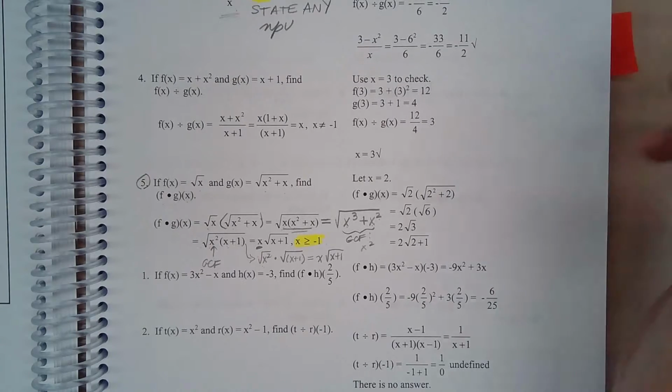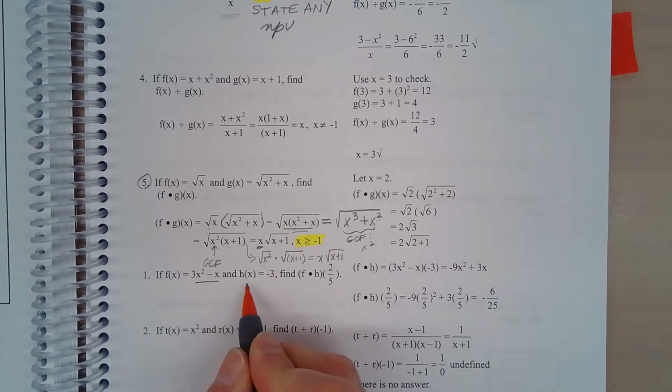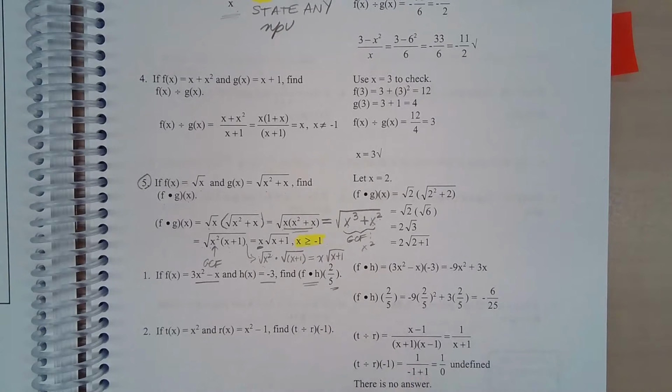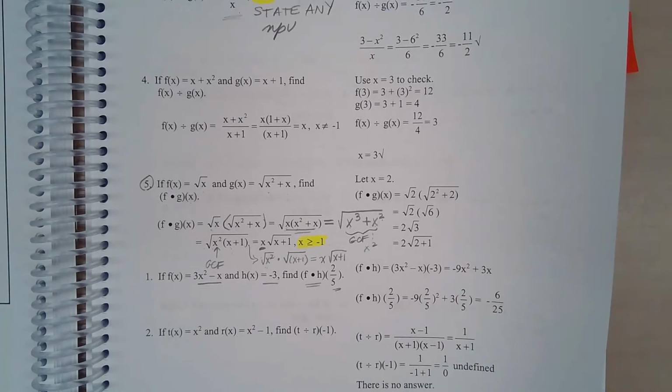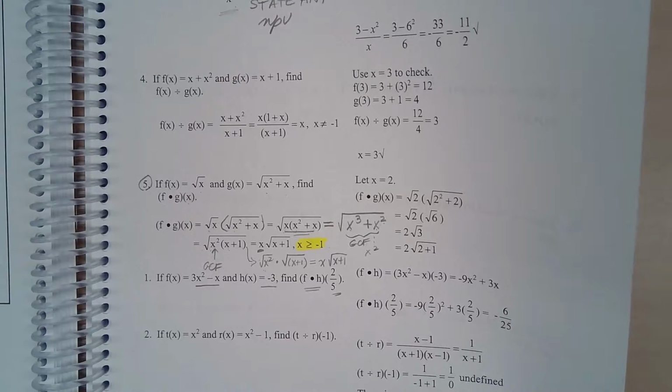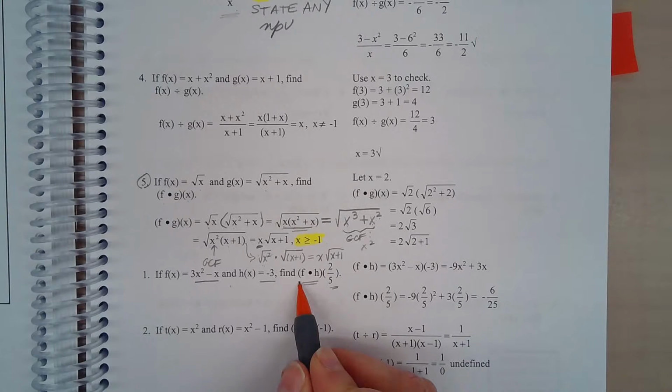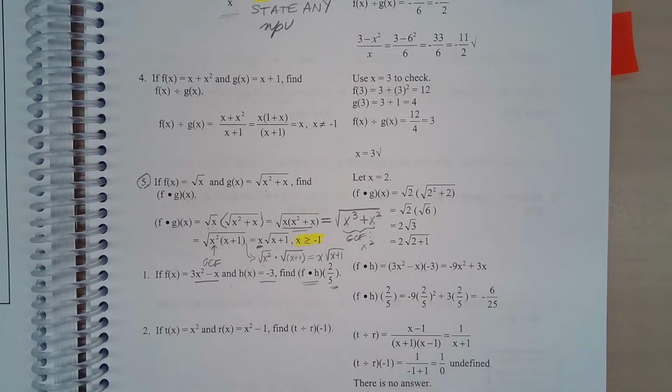All right, then they're just playing around. They gave you two statements, and then they're just getting you to find a real value. Do you want me to go over one of these? Sure. Let's do the one with fractions then. They're saying find f times h of 2/5.